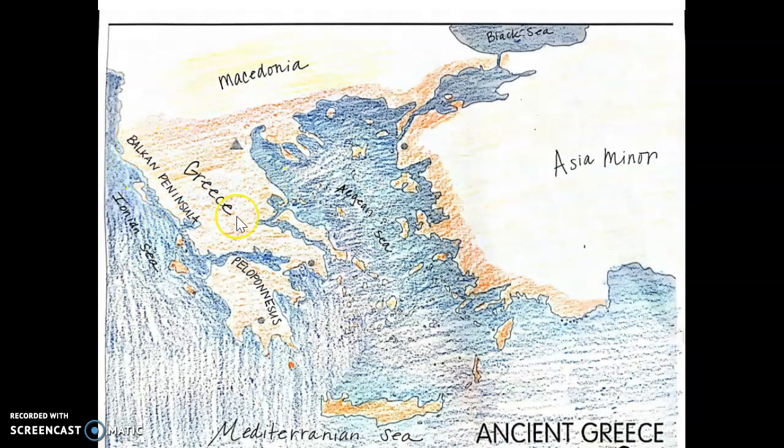Next, I want you to add on here a label for these two peninsulas. The first peninsula where mainland Greece is located is called the Balkan Peninsula. And then this bottom part that looks like a hand is called the Peloponnesus.